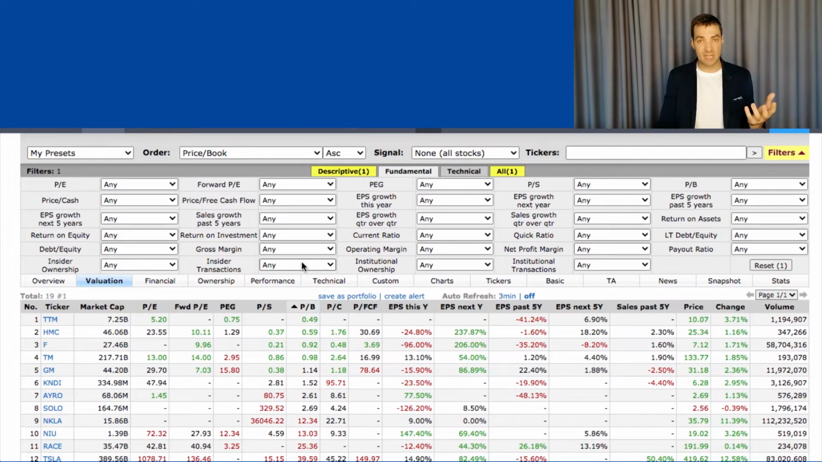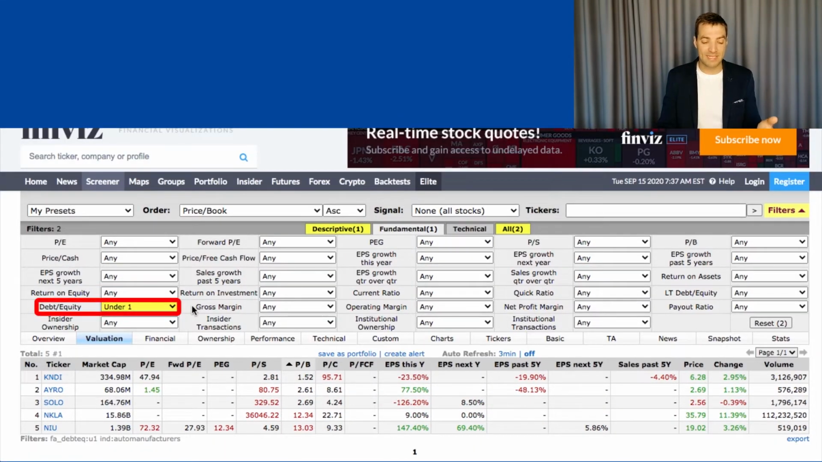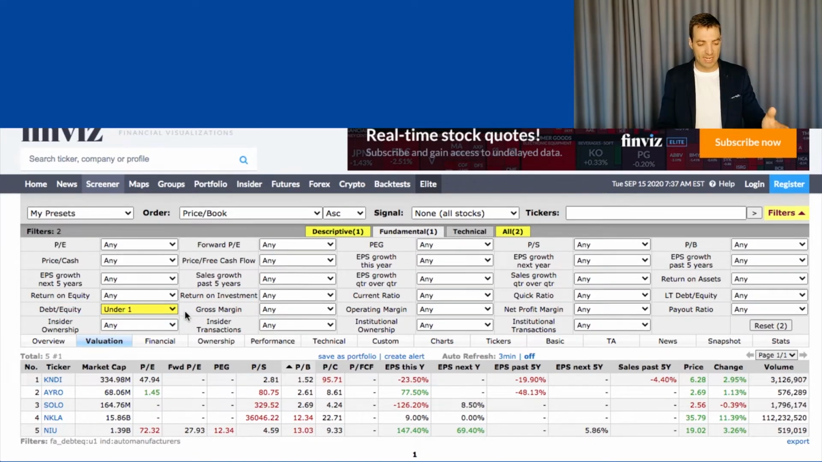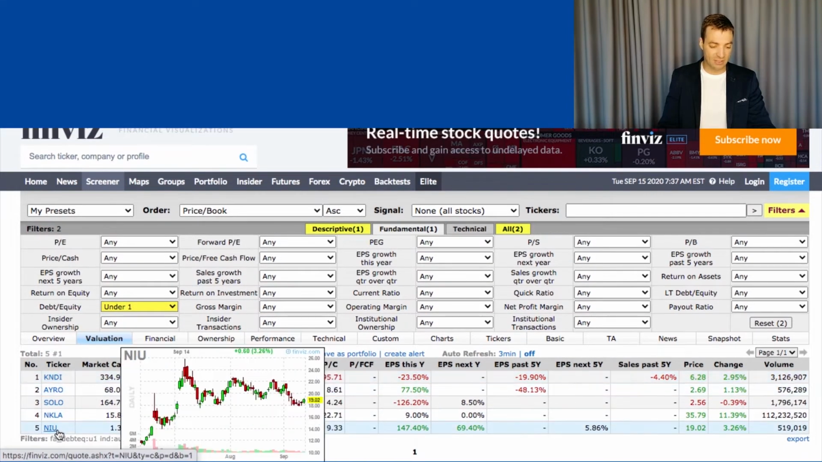Now, I, for example, don't like debt. So let me filter the companies now with the debt to equity ratio. It has to be under 1. So anything above a 1 is being filtered out. And it's narrowed my list down to just 5 companies.